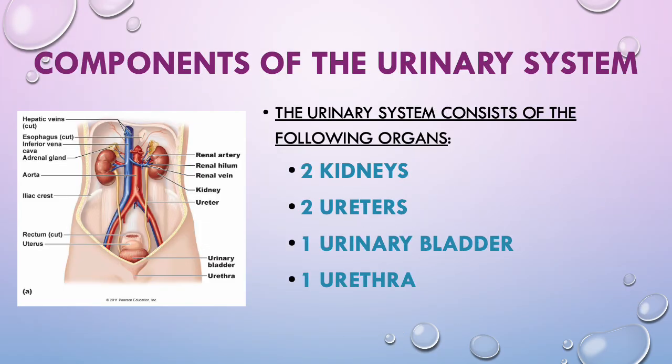So components of the urinary system are very straightforward. We are going to concentrate highly on the kidneys, but also we cannot forget that we have 2 kidneys, 2 ureters, 1 urinary bladder, and 1 urethra. This is regardless of biological gender, okay?